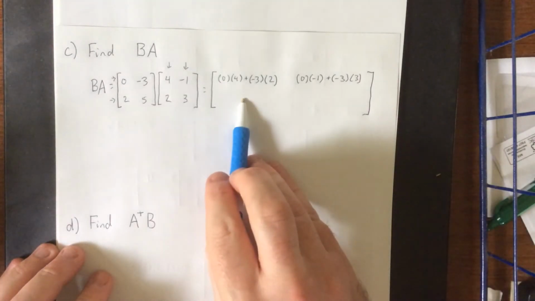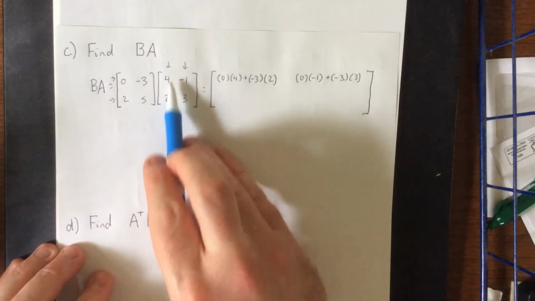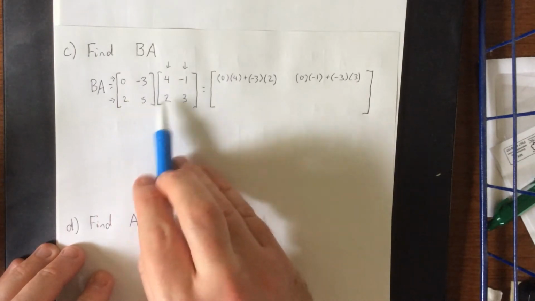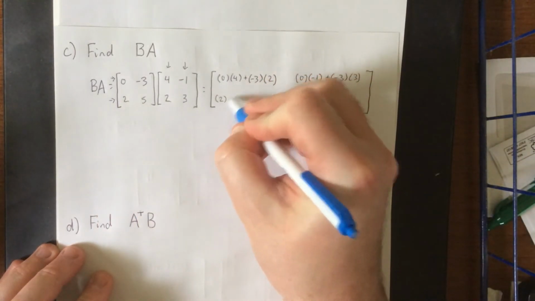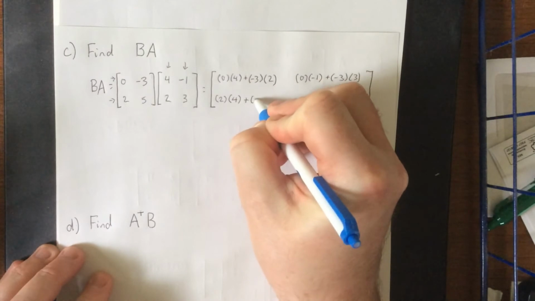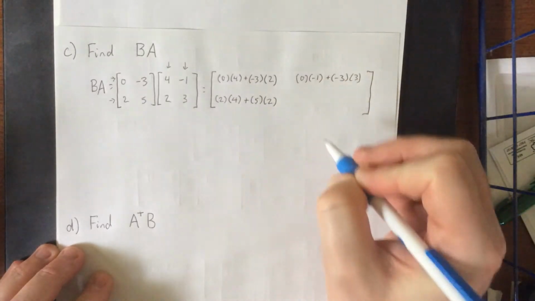For the 2, 1 entry, we'll go across the second row, down the first column. 2 times 4 and 5 times 2.